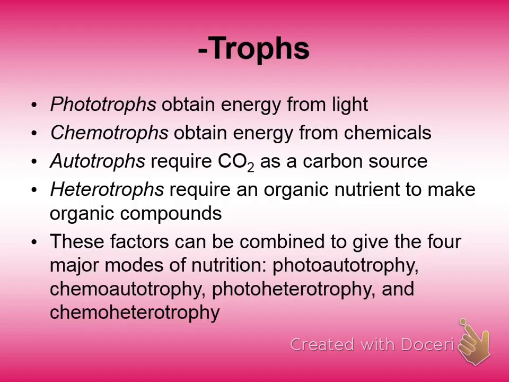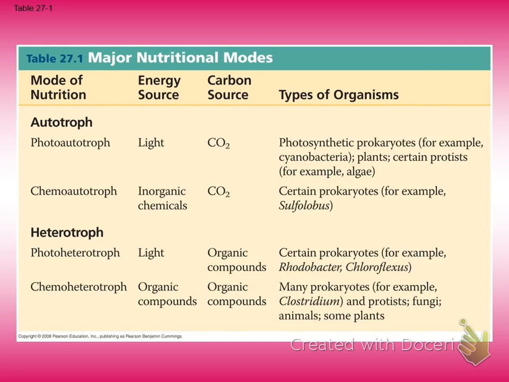So we have photoautotrophs, chemoautotrophs, photoheterotrophs, and chemoheterotrophs. Lots of different organisms can get their energy in different ways. That makes it good because if their energy source runs out, they are still viable and can still survive. So autotrophs need light and carbon dioxide. Chemotrophs need inorganic chemicals and carbon dioxide.